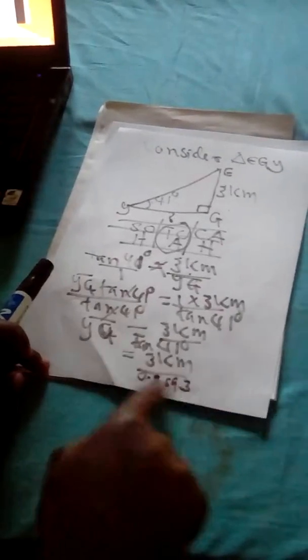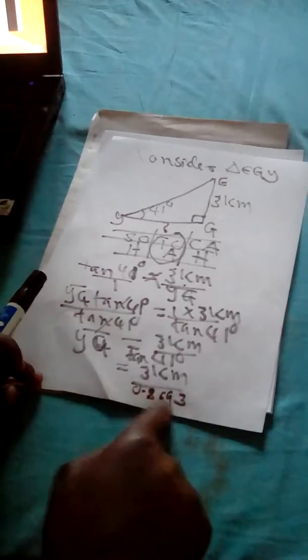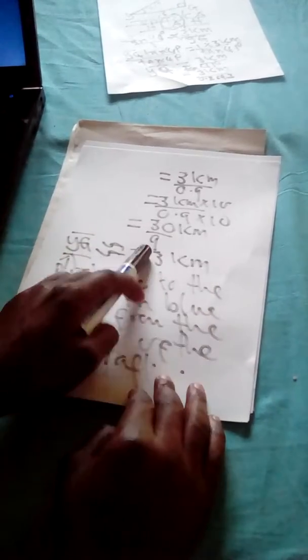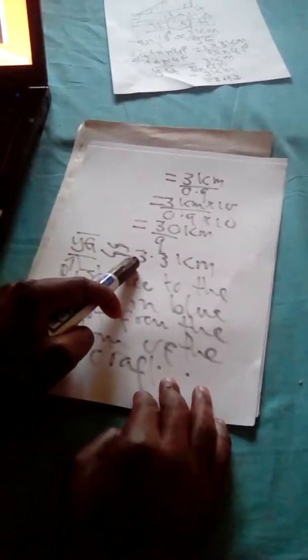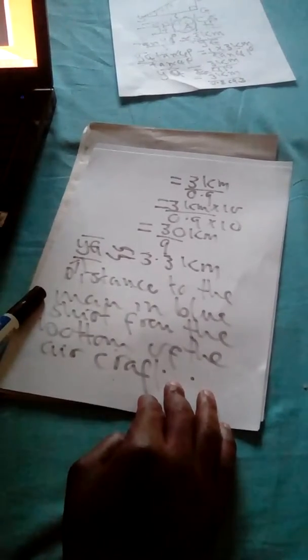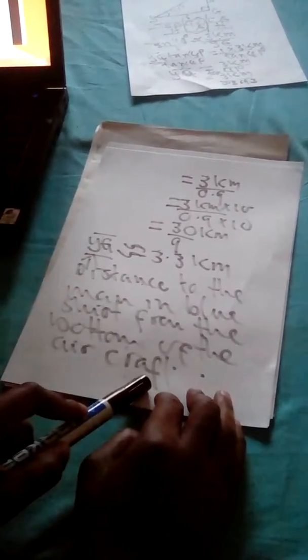So you may choose to reduce the number of decimal places by approximating 0.8693 to 1 decimal place. So you obtain 3 kilometers over 0.9. It is still difficult to divide these two, so you should remove the decimal point by multiplying the numerator and the denominator by 10. You get 30 kilometers over 9. So if you divide 30 kilometers by 9, you obtain approximately 3.3 kilometers. That is YG. It is the distance to the man in blue shirt from the bottom of the aircraft.